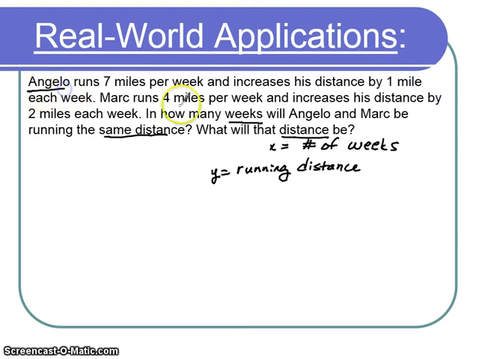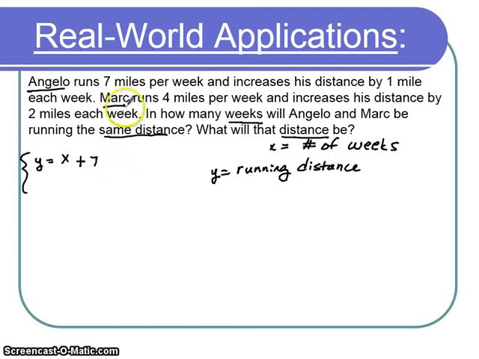So let's write one equation for Angelo and one equation for Mark. Angelo's total running distance will be equal to 7 miles per week, and he will increase by 1 mile each week, or 1x. So our equation is y equals 7 plus 1x. You could also rearrange that and say y equals 1x plus 7. It will not change your value because addition is commutative.